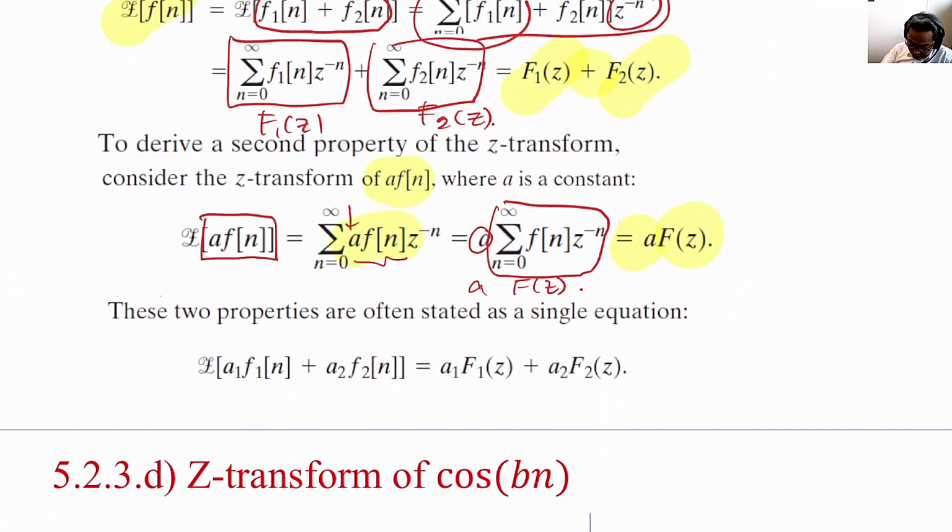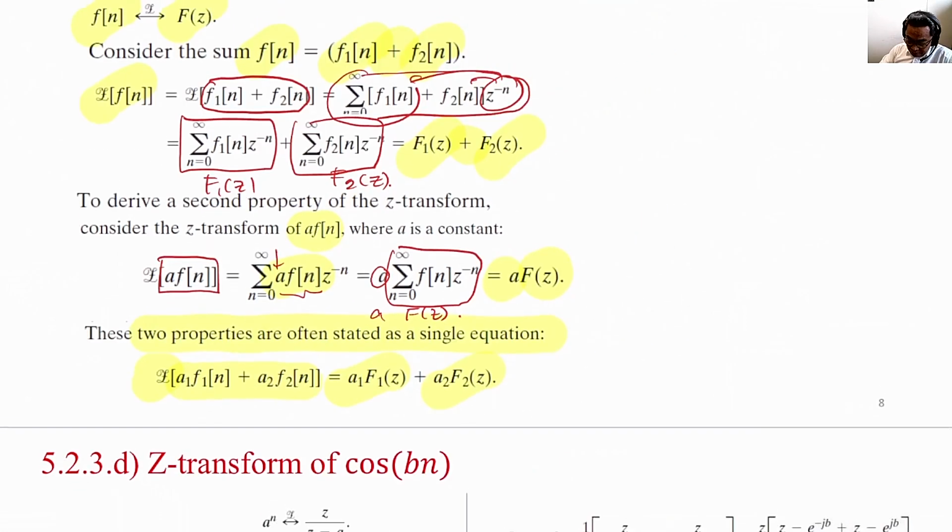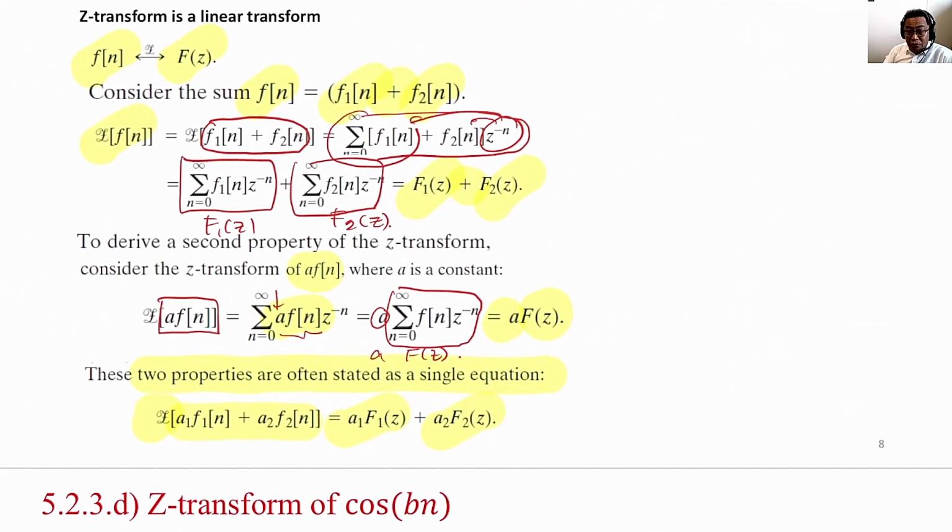Actually, most of the time we use these two properties stated as a single equation, meaning that the Z transform of the scaled version of f1[n] plus the scaled version of f2[n] is the scaled version of F1(z) plus the scaled version of F2(z). So the Z transform is a linear transform, and we often use this property to simplify our analysis.